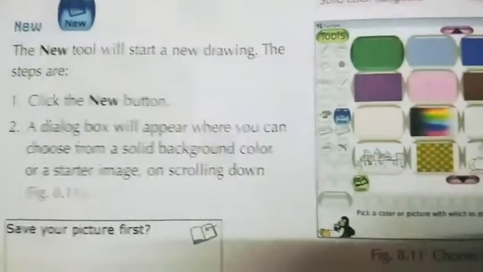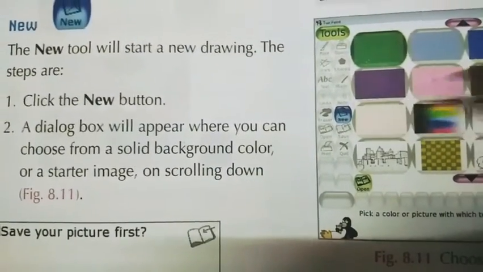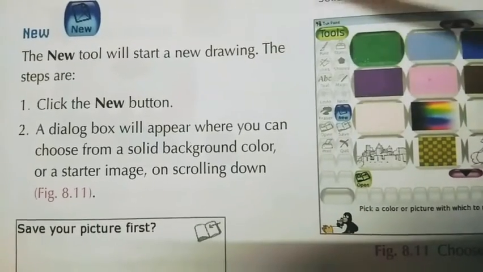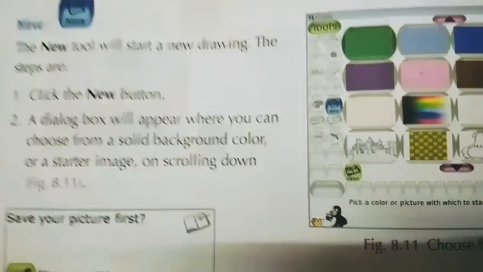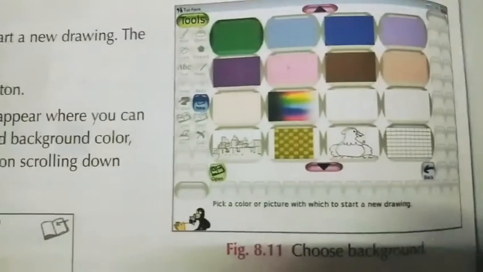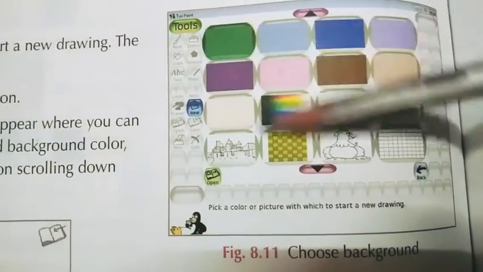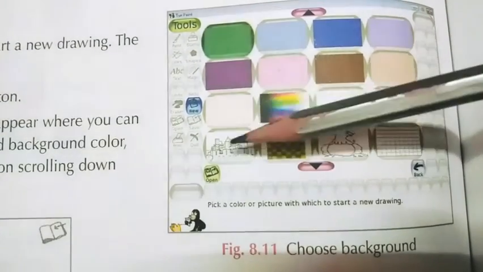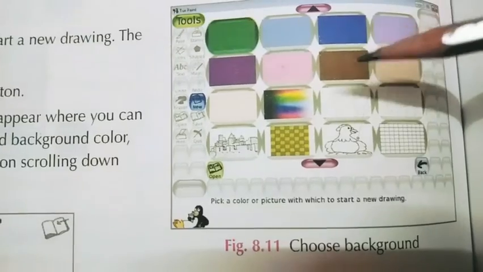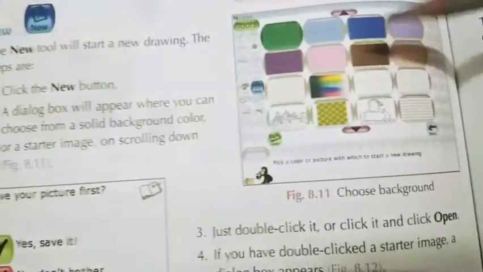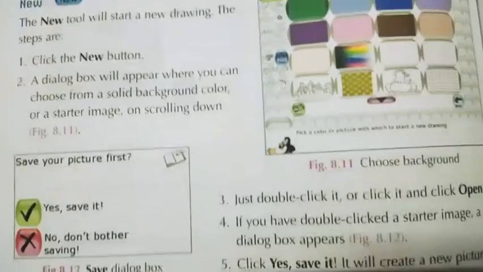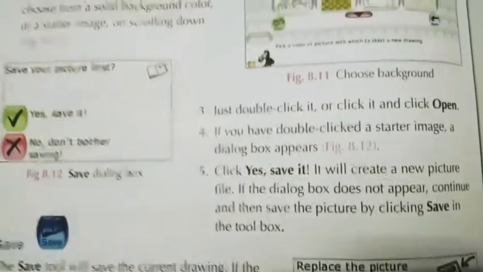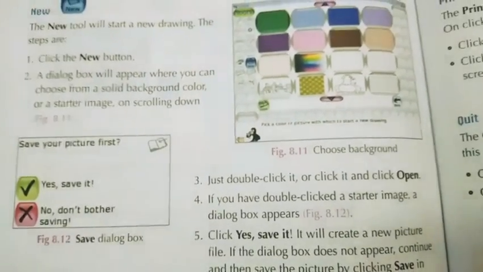So what is the function of the new tool? The new tool will start a new drawing. Suppose you have finished one drawing, you want a new page for drawing. When you click this new button, many types of pages will appear here, in many colors also. Whatever color you want, whatever page style you want, click on that page. Then it will be opened on your canvas and you can start your drawing. Understood? In this way you can get a new page for your drawing.